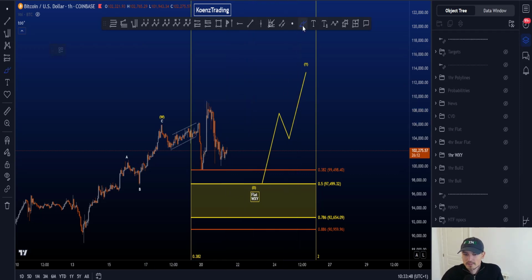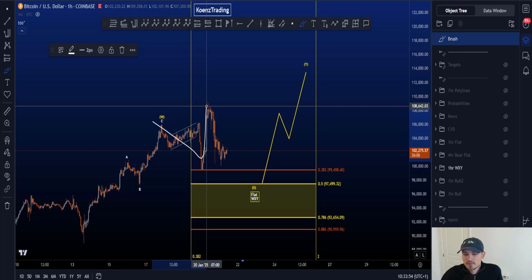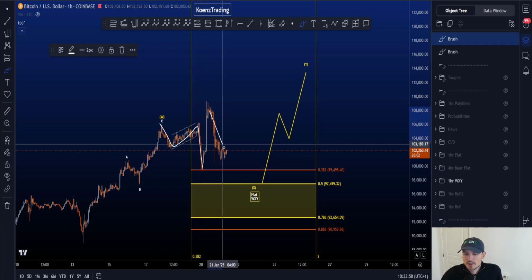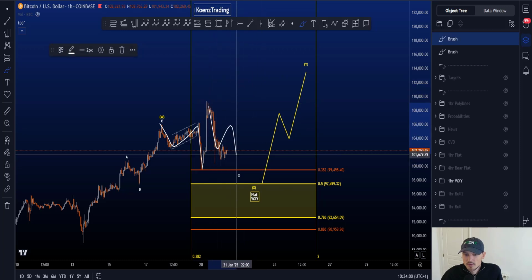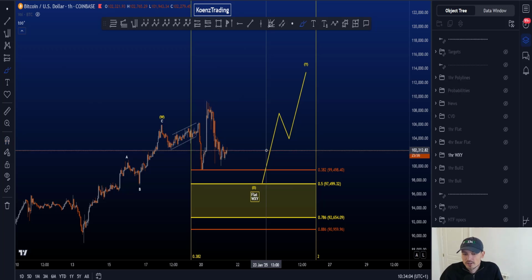of a flat, right? A WXY is your other structure, where this then is a WX, and then you need a wave Y. Now, because your W here is then counted as a flat, your wave Y can be a flat, your wave Y can be a zigzag, and your wave Y could be a triangle structure. But by all means, afterwards, you look for price to continue towards the upside.